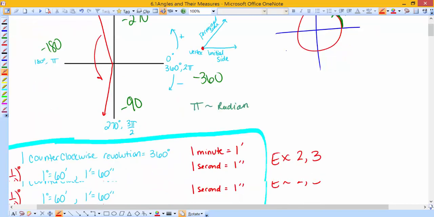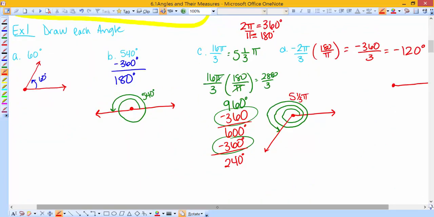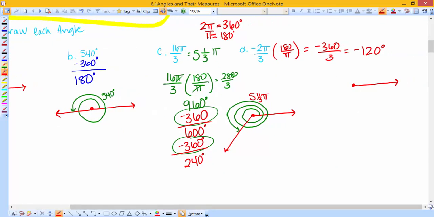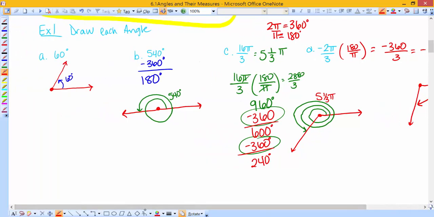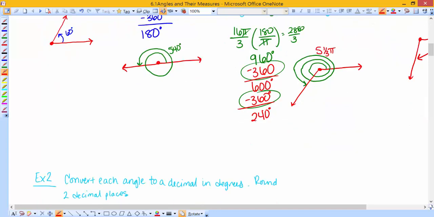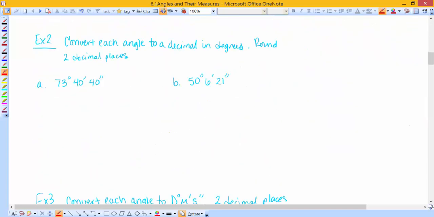So we do end up getting a reflection here. Instead of being up in this direction, I'm actually going to draw it facing downward in that direction. I'm going to draw my arrow going down, and I'm going to say it's negative 2 pi over 3, or negative 120 degrees. All right, so that's drawing of angles. There are other angles that you can draw, but that's just the gist of it. Now we're going to look at converting from degrees, minutes, and seconds to just degrees.